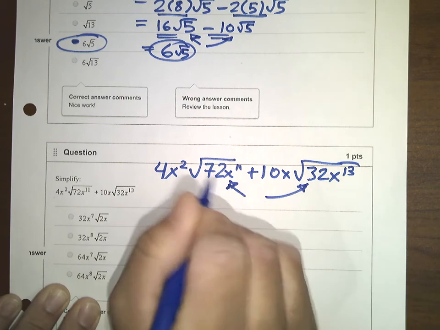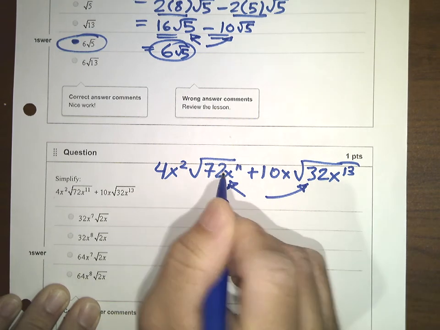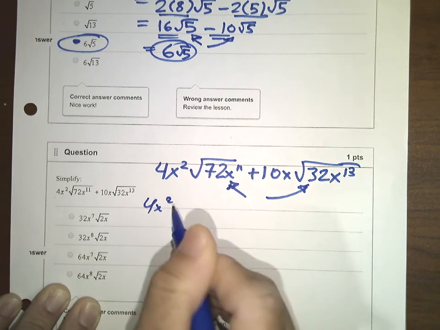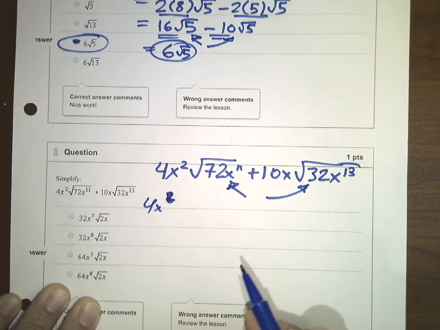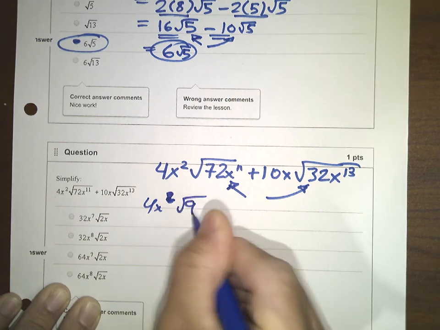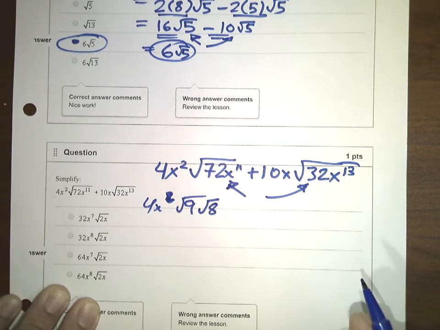All right, so I'll just look at the 72 first. If I do that, then I have 4x squared, and then I know that 72 is going to be 9 times 8, so 9 times 8 is 72.